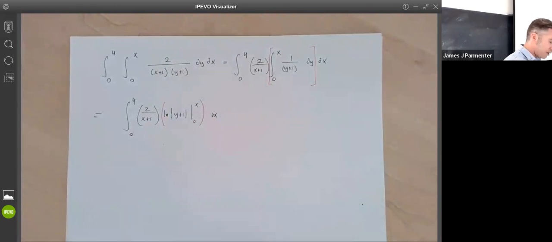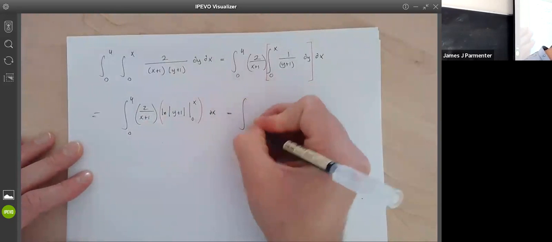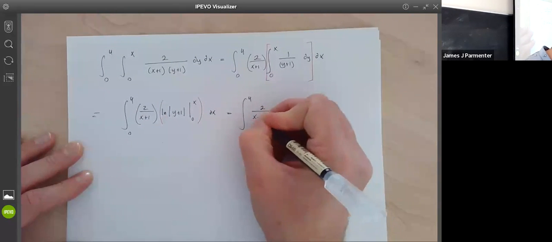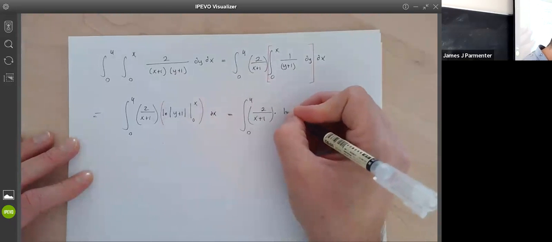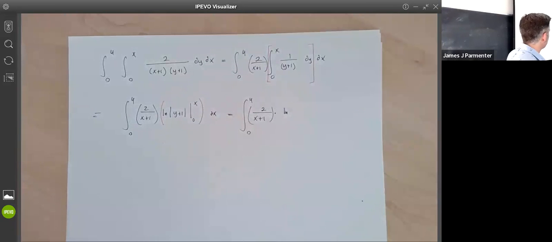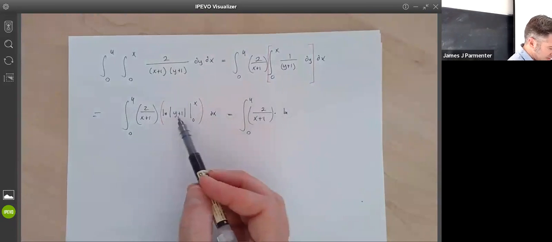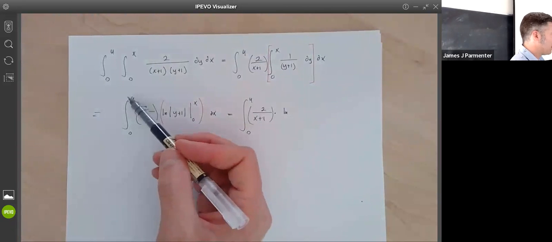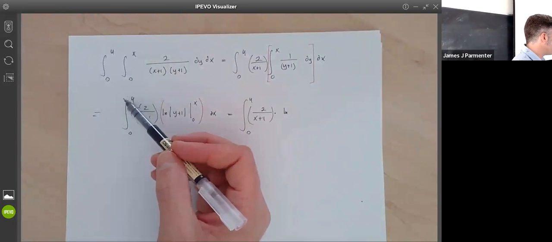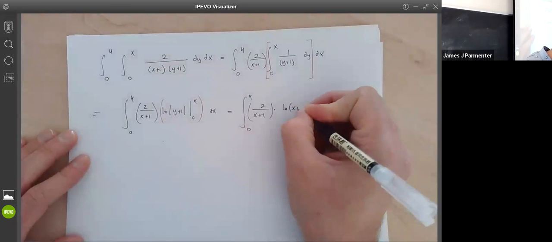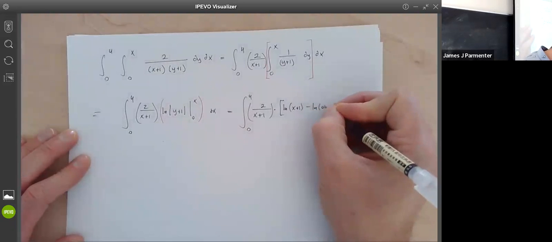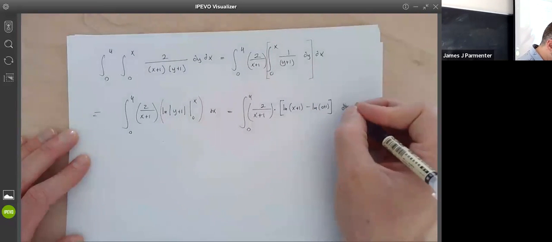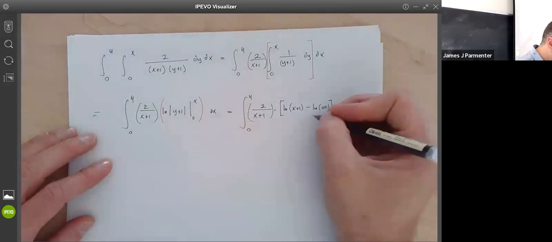And now we're going to plug in those limits of integration. We get the integral from 0 to 4 of 2 over x plus 1 times the natural log of x plus 1. I'm going to drop the absolute value, because if x is between 0 and 4, then x plus 1 is certainly positive, so the absolute value is already positive. It's also okay to leave it. And then minus the natural log of 0 plus 1, which definitely is in our interest to observe is the natural log of 1, which is 0.